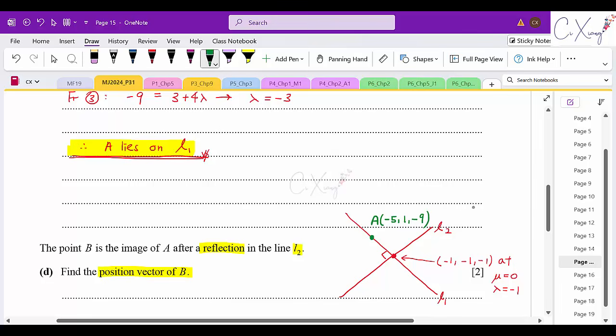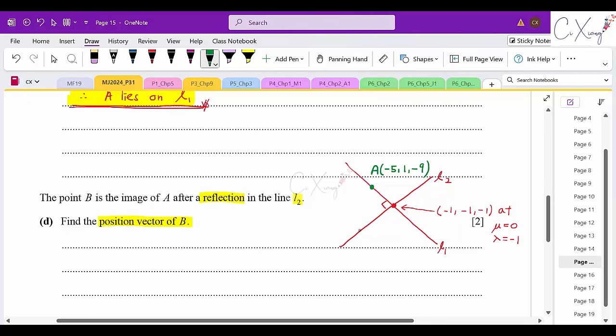Okay, then for part D, what do they want us to find? They want us to find the position vector of B. Where is B? B is actually the image of A after a reflection in the line L2. So now, try to imagine that this line L2 is a mirror. You reflect point A through this mirror. So where do you get your B? Your B will be somewhere here.